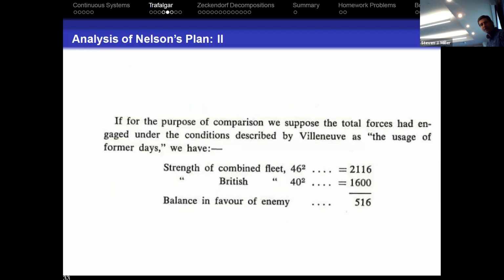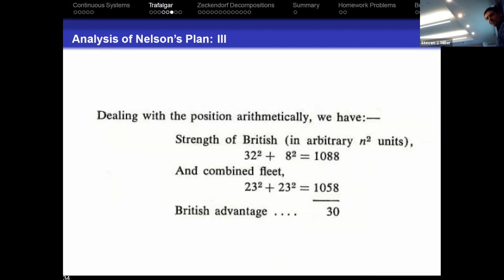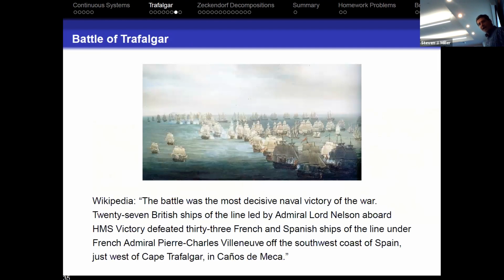So if you use the square law, he had 40 ships, the French and Spanish had 46. If you assume equal fighting power, he's a little bit outclassed. But he split it so that he had 32 of his ships dealing with 23 of the French and Spanish, and he had 8 of his ships dealing with another 23. And when you break it up like that into the two small engagements, he actually now has a small advantage. Now, how does things actually go?